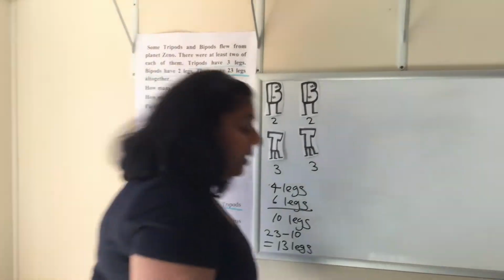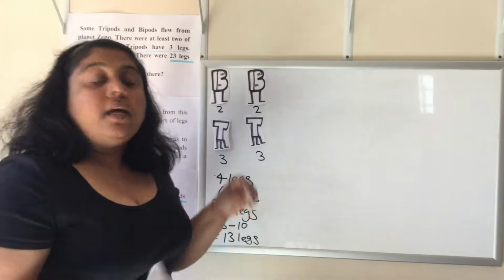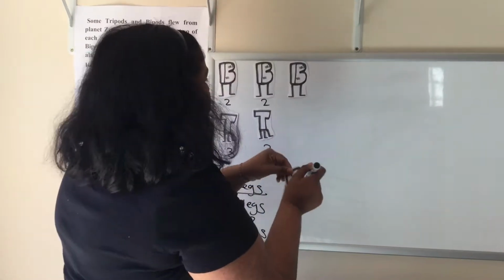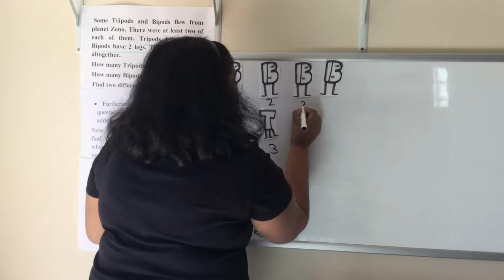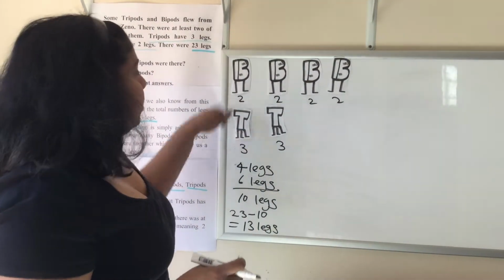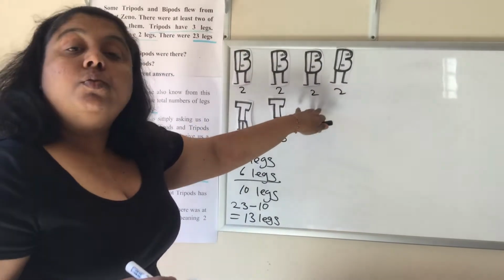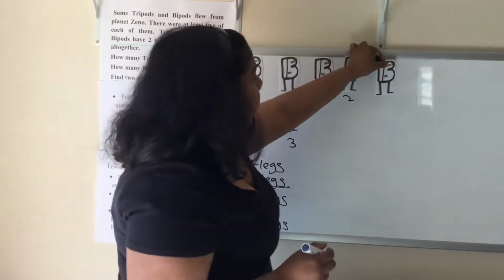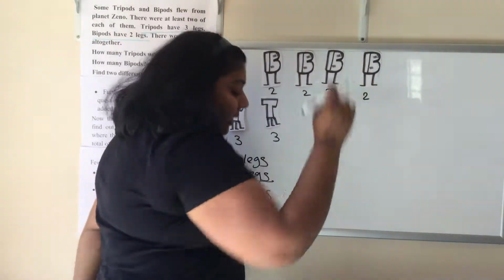So let's do our guess and check method. We will continue adding bipods and tripods to see how many legs we get. If I add 2 more bipods, that will give me another 4 legs added to that. So to the 10 legs that we already have, we add another 4 legs, which gives us a total of 14. And if I add another 2, that gives 16.